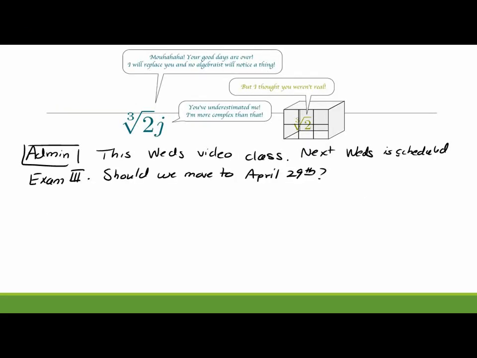Wednesday's class is going to be video class. Next Wednesday is the scheduled exam 3. If you'd like, you can move it to April 29th, which is one more week in advance. Since the final is going to be take-home, it's not like you'll be preparing for an in-class exam on the final, so it'll give you more time.